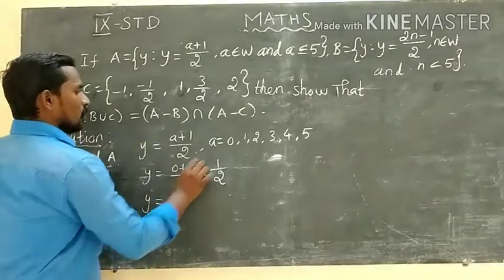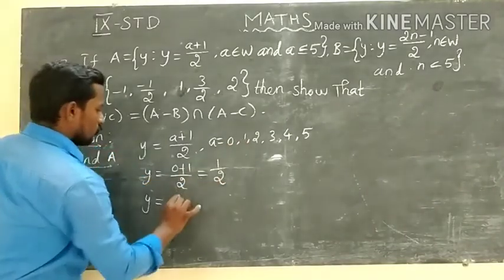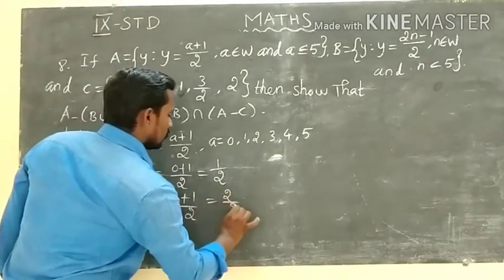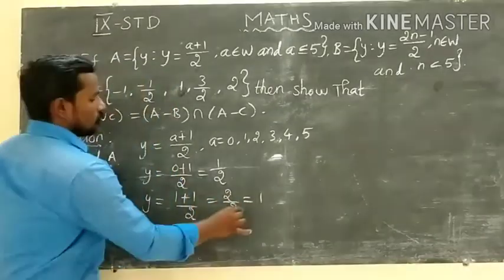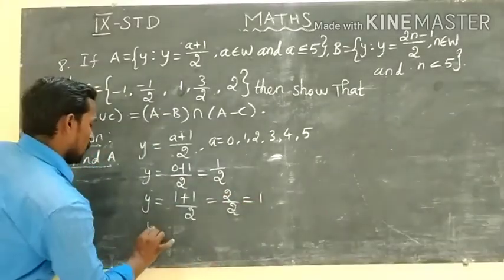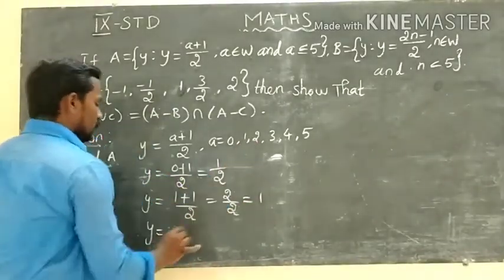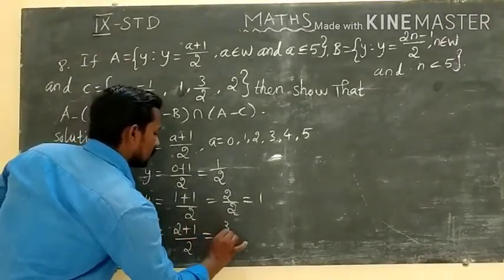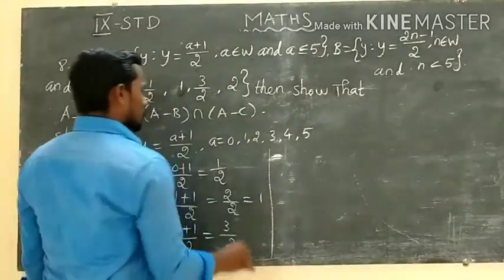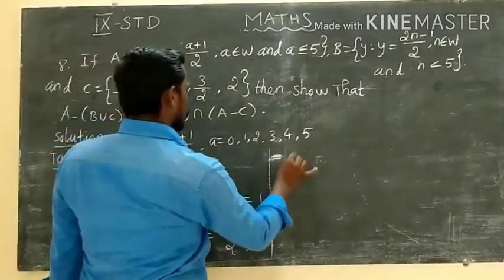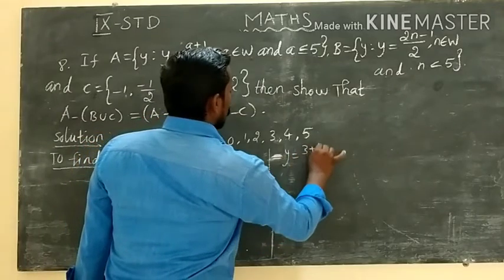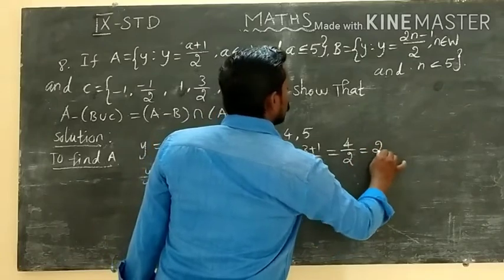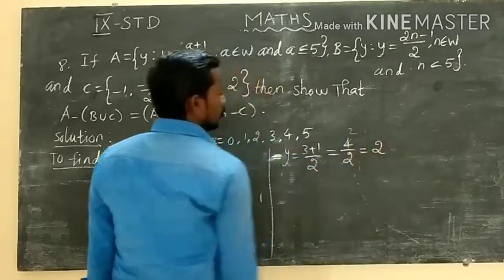Then y is equal to, now replacing a by 1, so (1 plus 1) divided by 2 is equal to 2 by 2, which is equal to 1. So 1 2s are 2. Then y is equal to, now replacing a by 2, so (2 plus 1) divided by 2 is equal to 3 by 2. Next, for 3, y is equal to (3 plus 1) divided by 2, equal to 4 by 2, which is equal to 2, because 2 2s are 4.